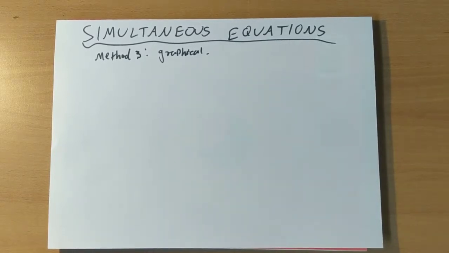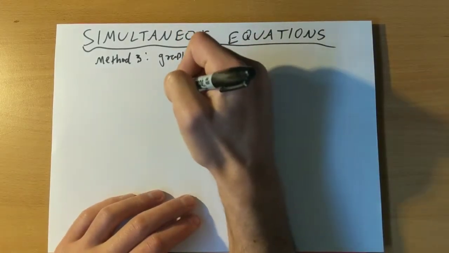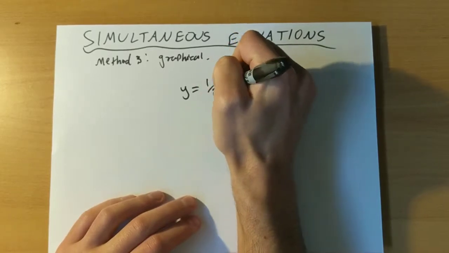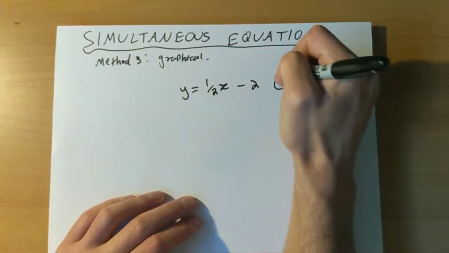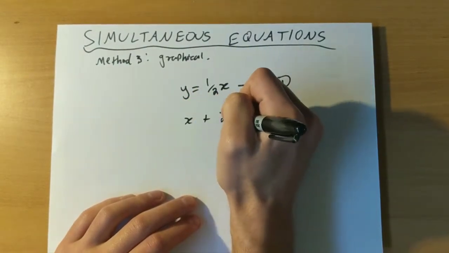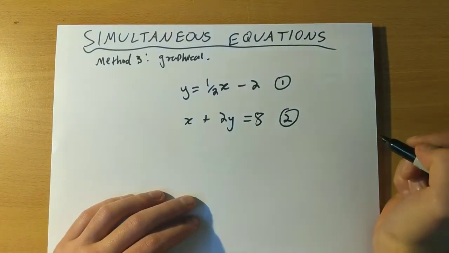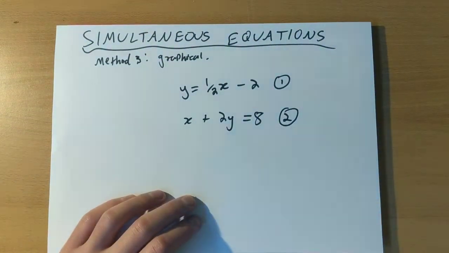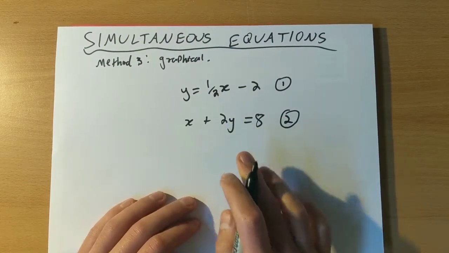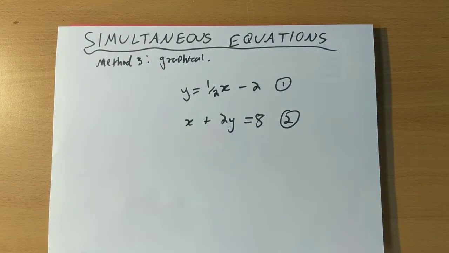So let's start by having a look at two equations that we can solve simultaneously. The first one is y equals half x minus 2. That's equation 1. And let's say equation 2 is x plus 2y equals 8. Now the way we're going to solve this is by graphing both of these equations. The first equation is rather easy to do that to because it's already in the format y equals mx plus c. So I can graph that straight away.